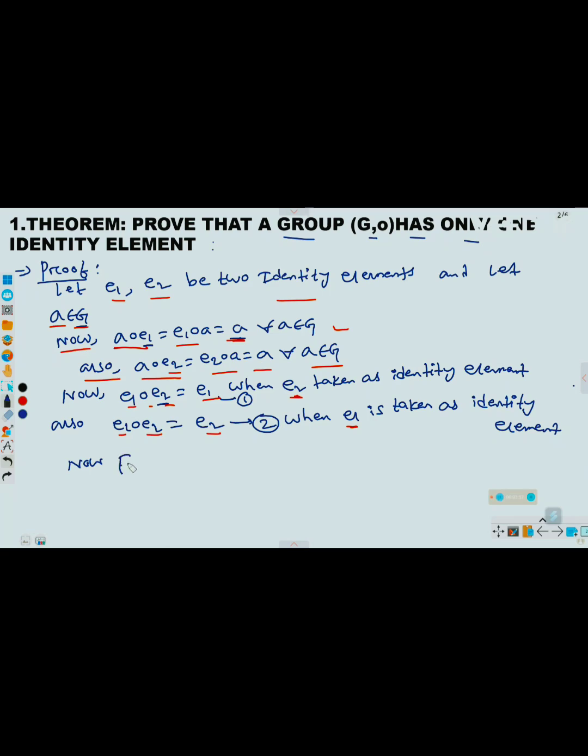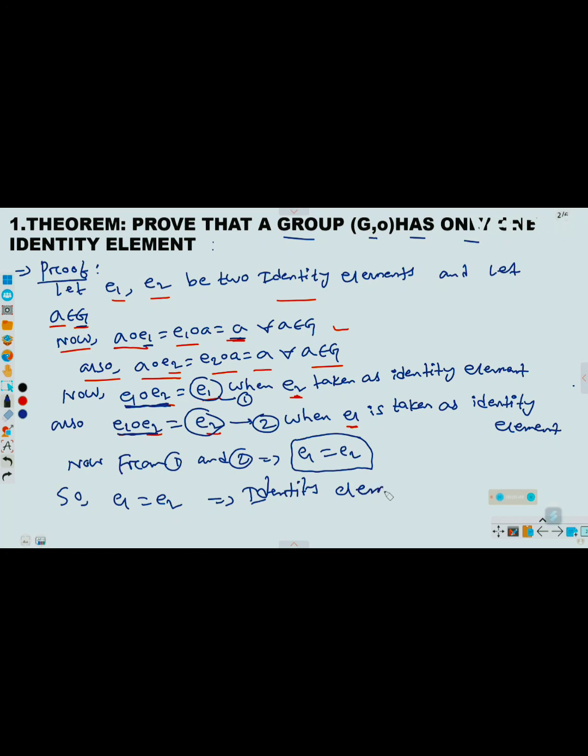From 1 and 2, see, on the left hand side we have E1 compose E2 from the first part, and in the second part we also have E1 compose E2. In the RHS we have E1 here and E2 there. That means 1 and 2 imply that E1 is equal to E2, which is the required condition we needed. So E1 equal to E2, which implies the identity element is unique. That means we must have only one identity element.